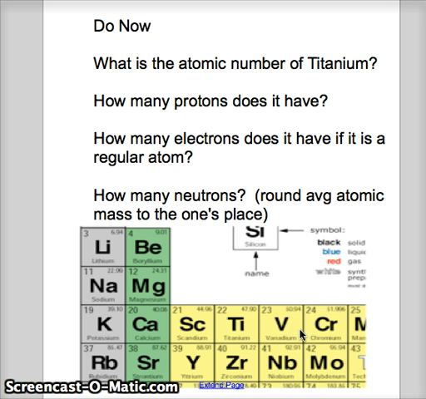I'm assuming you have now come back, so atomic number is here, titanium, which is 22. So it has 22 protons. It's a regular atom, meaning it doesn't have a charge, so it has 22 electrons. And how many neutrons does it have? You take the average atomic mass, round it to the ones place. That'll give you 48, and that's what we're going to use as the mass number. 48 minus 22 gives you 26. Okay, let's move on.